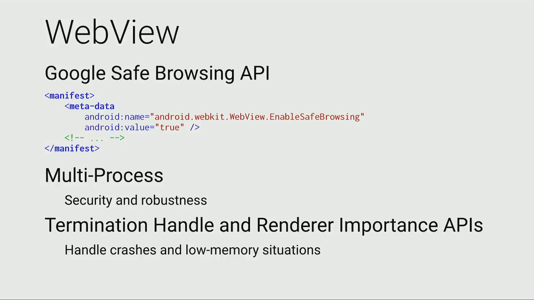The WebView now uses multiple processes, and in particular, there's a render process. So we also have new APIs to deal with those multiple processes. If the render process crashes, you can use the termination handle API to detect the crash and decide what to do in your application. You can crash your application if you want. You can try to restart the WebView, or you can just log something and show a message to the user. It's much more graceful than before.